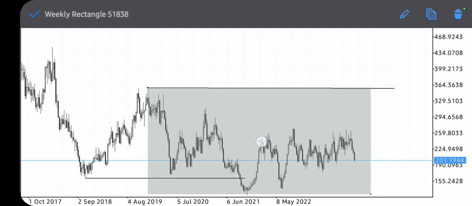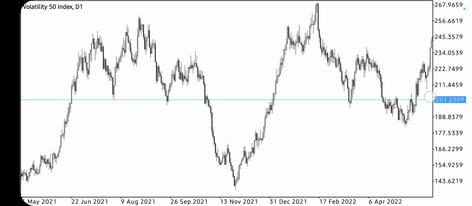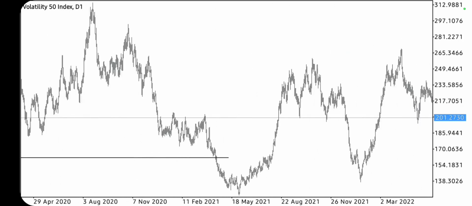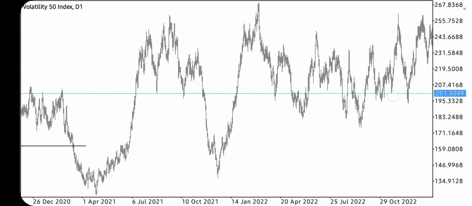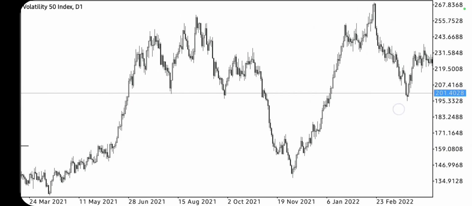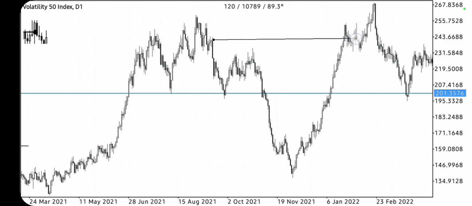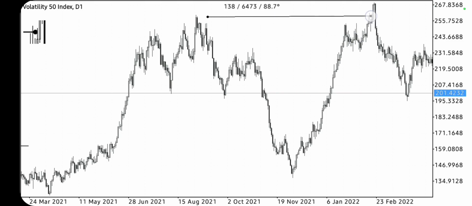I'm going to go to my daily time frame and look into what it is telling me. So yes, we had a break of structure to the downside. Let me see what the daily time frame is telling me. Okay, my daily time frame's last break of structure was to the upside, so I am marking this out as my break of structure to the upside.